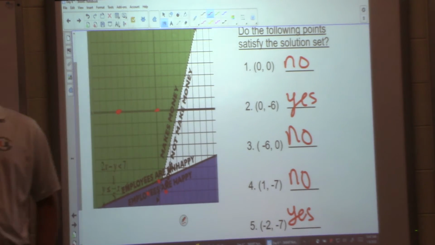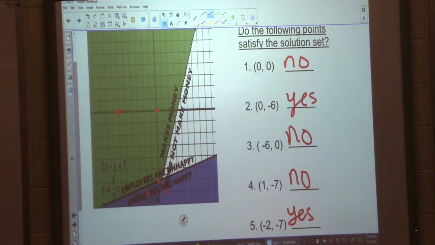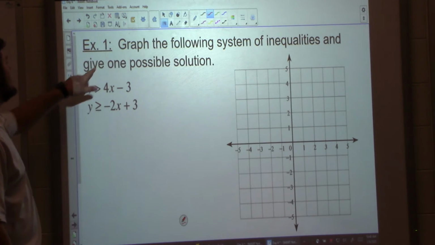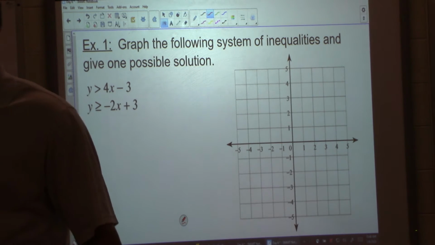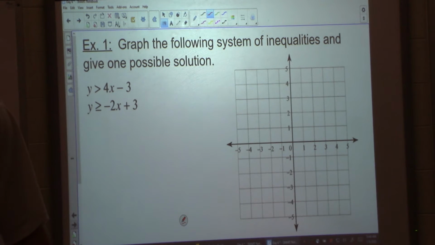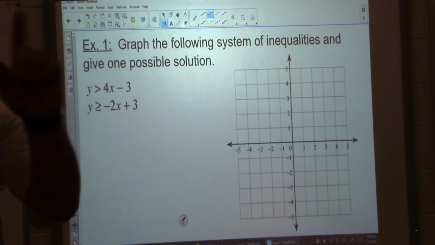So these next few problems, when we actually graph them, and it says name one solution, you just gotta pick one that's in the double shaded region, alright? Cool. Let's try some of these. Graph the following system of inequalities, give one possible solution. So, you are not expected to graph them both at the same time. Take it one at a time.